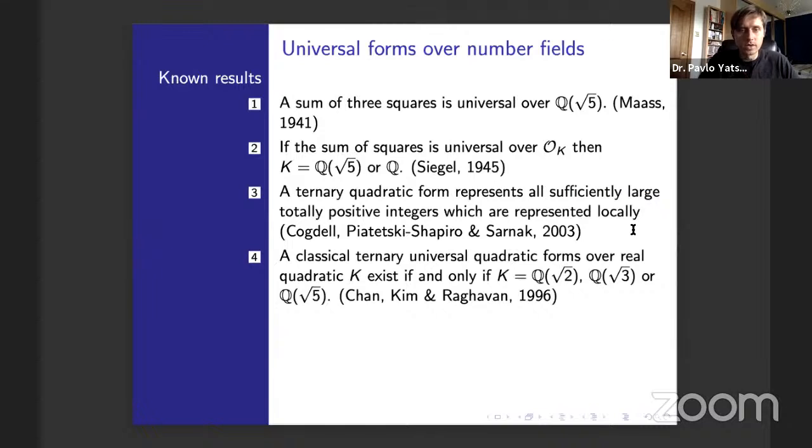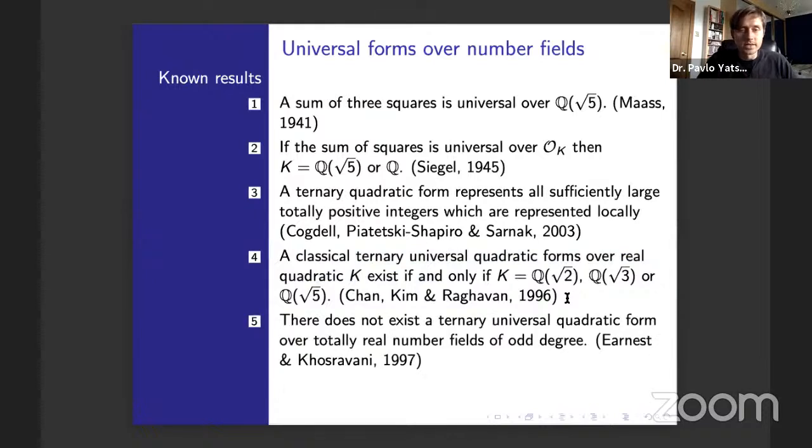It is known that Chan, Kim, and Raghavan classified all the quadratic number fields where we have universal ternary forms. And we can already see the big difference between studying quadratic forms over the rational integers and over number fields. Over the rational integers, if you remember, there do not exist universal ternary forms, and over number fields they do exist. So at least in real quadratic cases, these are the only 3 number fields where this is possible.